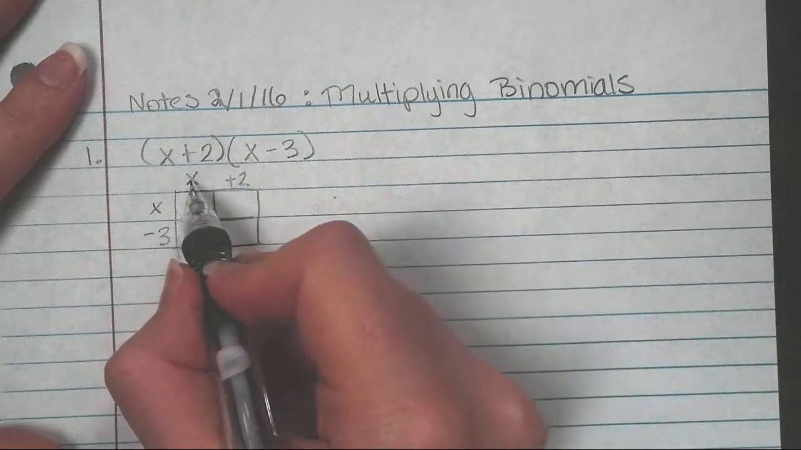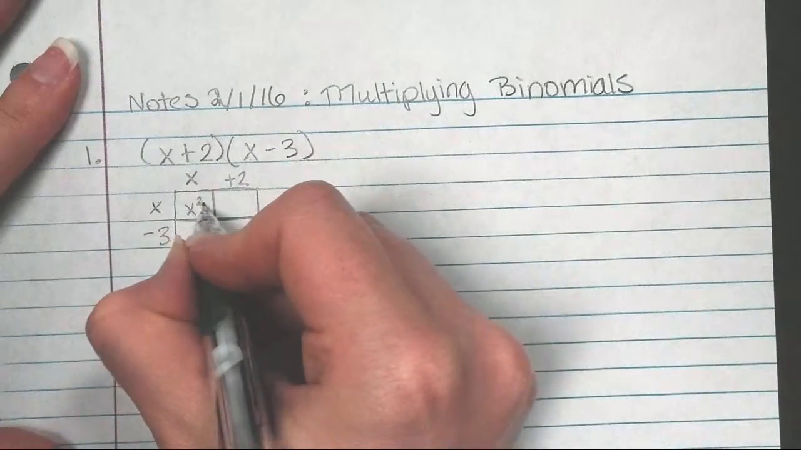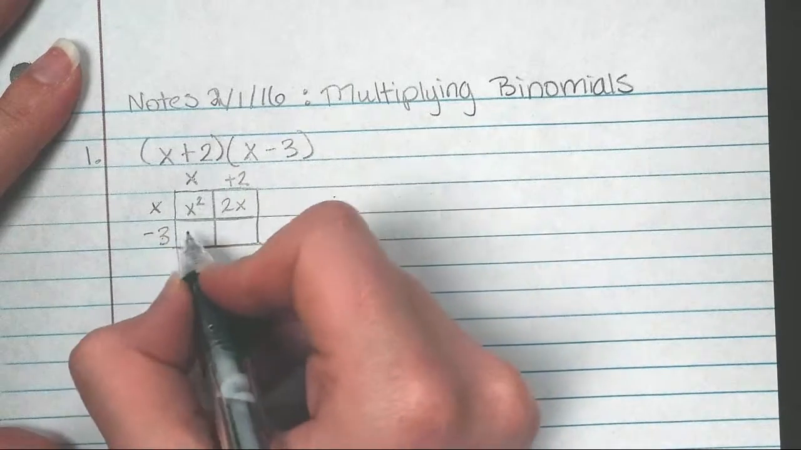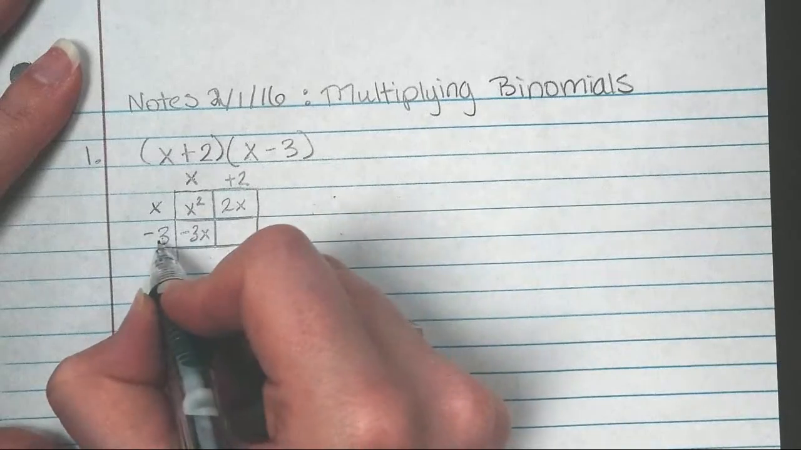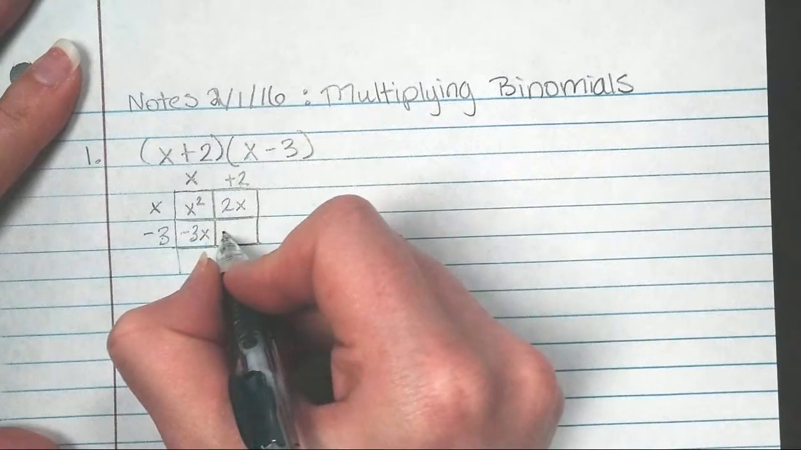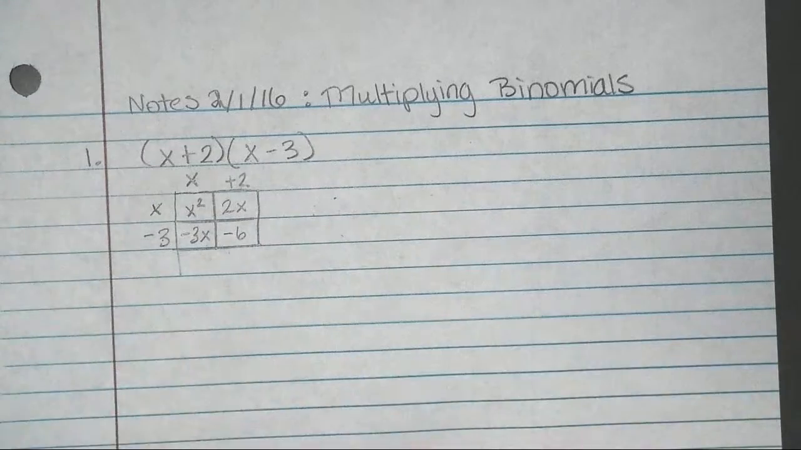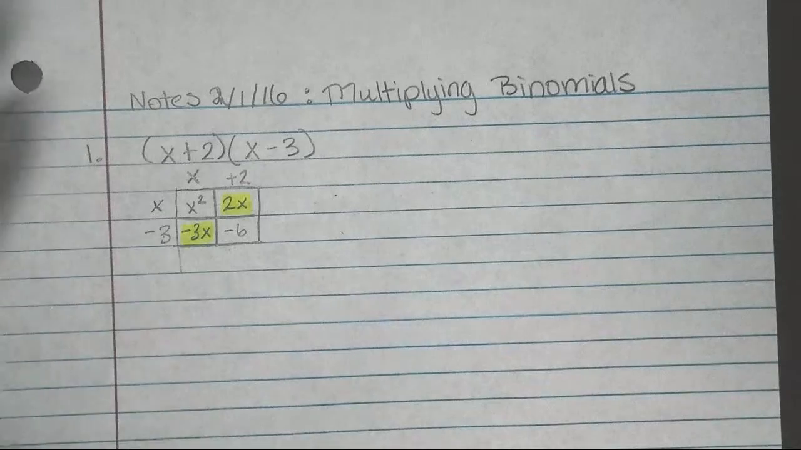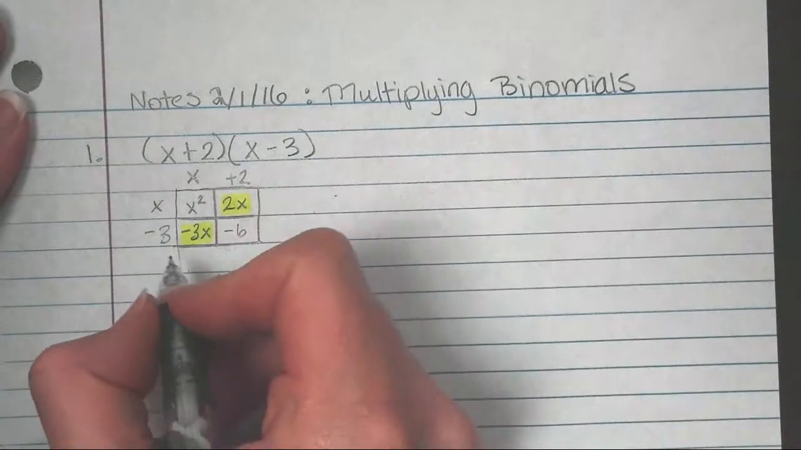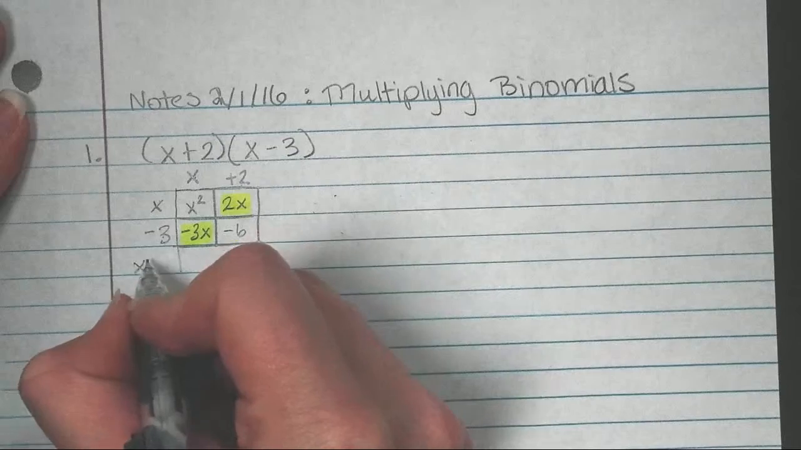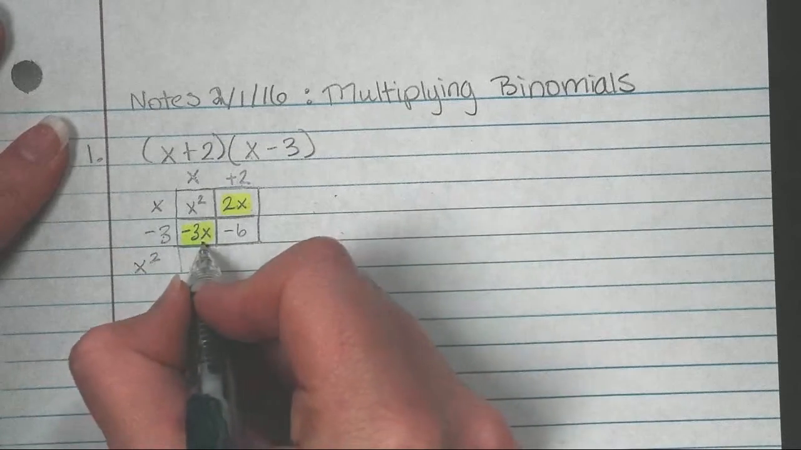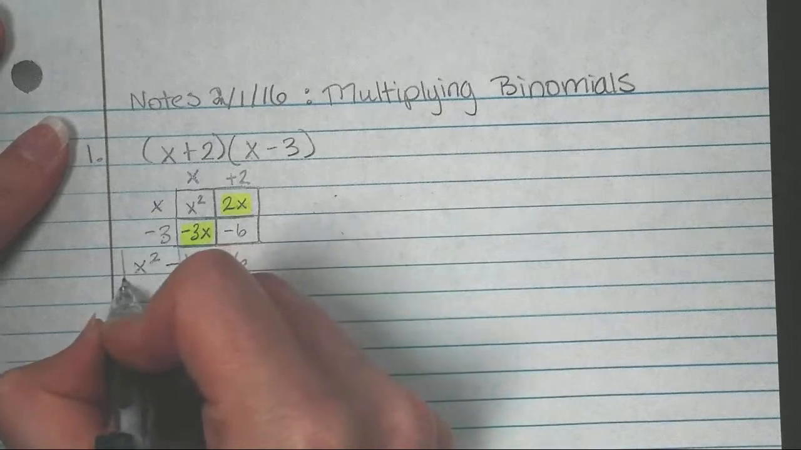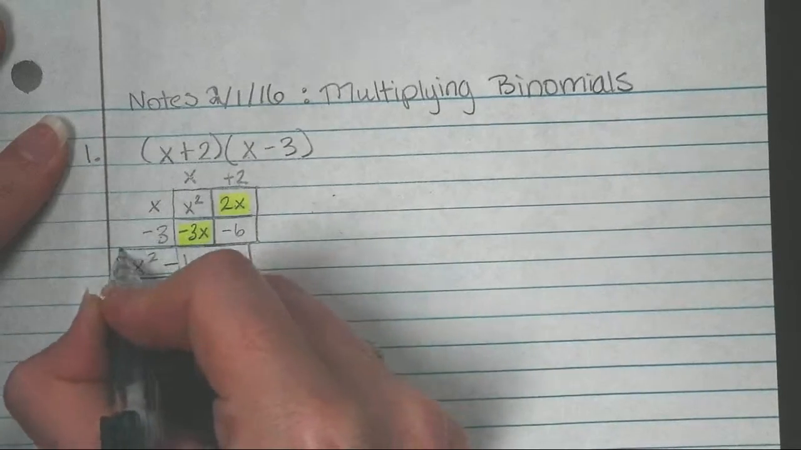Now we just have to multiply. X times x is x squared. X times 2 is 2x. Negative 3 times x is negative 3x. And negative 3 times 2 is negative 6. So you have to identify your like terms, 2x and negative 3x, and 2x minus 3x. First let me put my x squared so we get it in standard form. 2x minus 3x is negative 1x, or just minus x, and then we have our minus 6. So that's our answer.